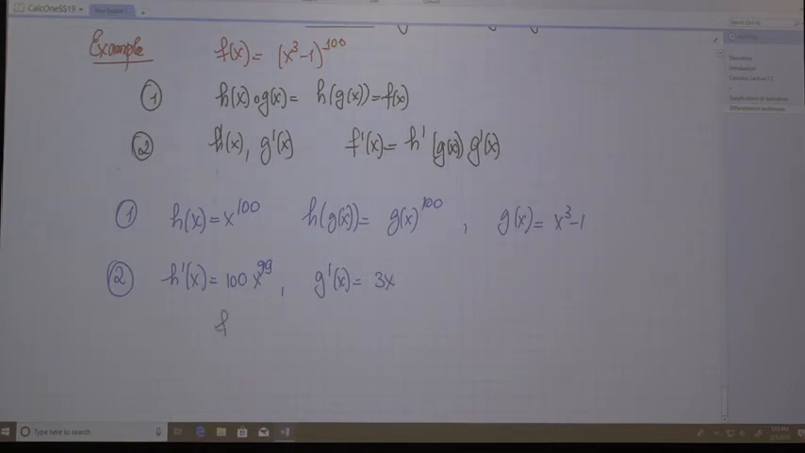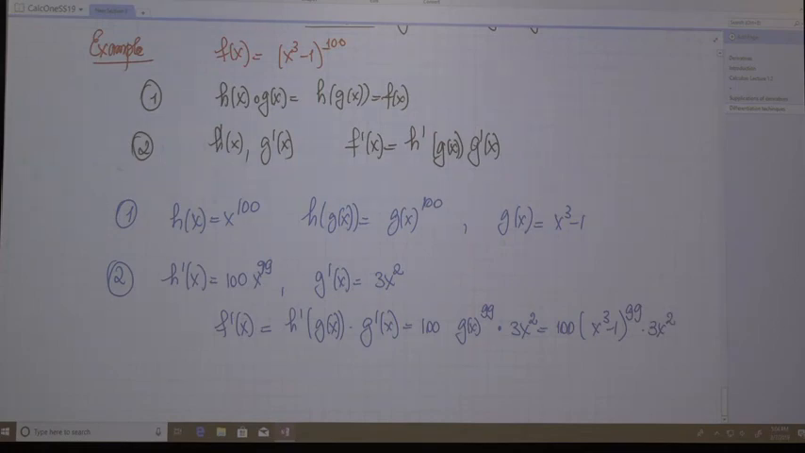Now I need to find the derivative f prime of x. It will be h prime of g of x multiplied by g prime of x, right? So since h prime of x is 100 h in the power of 99, then h prime of g of x will be 100 g of x in the power of 99, right? Multiplied by the derivative of g of x, which is 3x squared, so it will be 100 times x cubed minus 1 in the power of 99 multiplied by 3x squared.